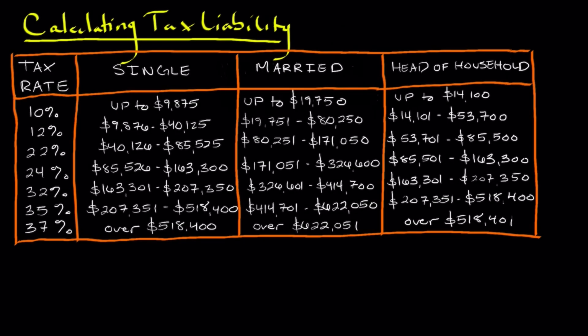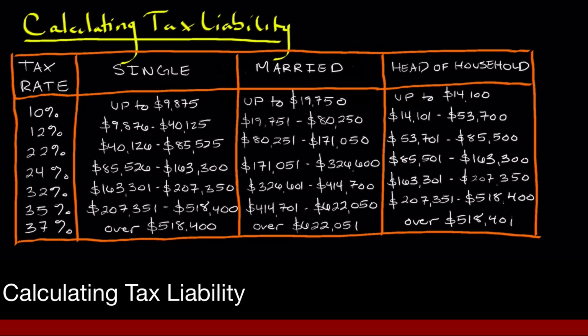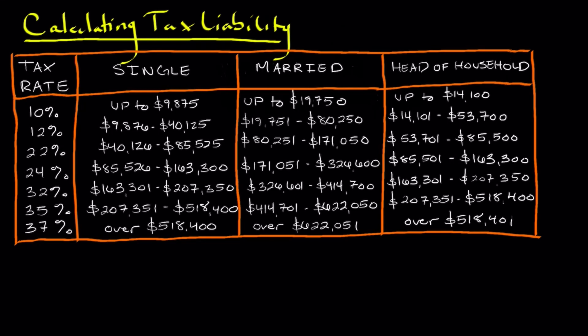In this video, we're going to be focusing on how to calculate tax liability. Now, in front of you, you can see I have a tax schedule, and this is broken down into 4 different categories. From left to right, you have your tax rate, single, married, and head of household. These represent how much we would pay in taxes, these income bands.